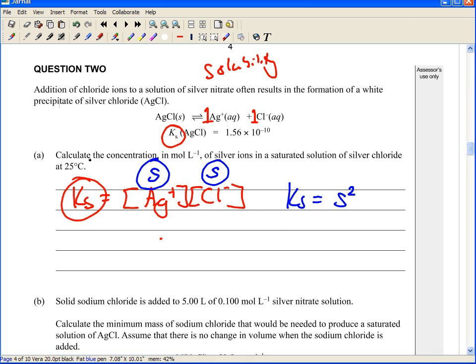Calculate the concentration in moles per litre of the silver ions. So in other words, I can go solubility equals the square root of the Ks. Remember in the previous exercise, we got rid of the S squared by square rooting both sides. Square root this side here, square root that side there, that gets rid of the S squared and turns it just into S. So plugging it into my calculator, 1.56 to the exponent 10 negative, and then square root it.